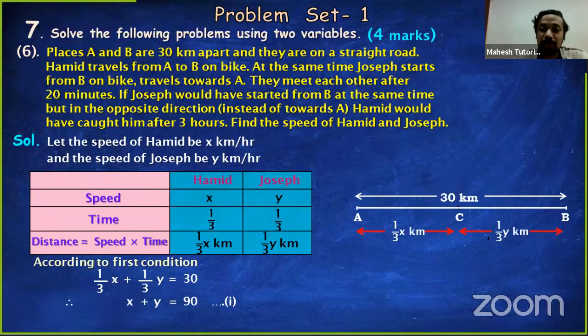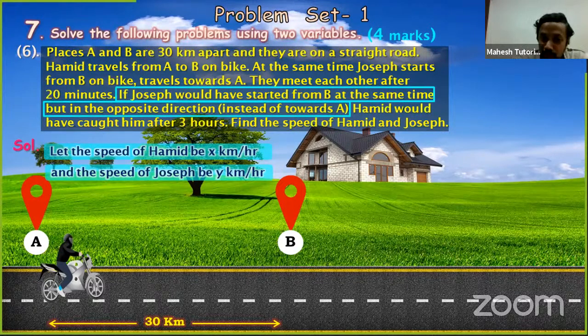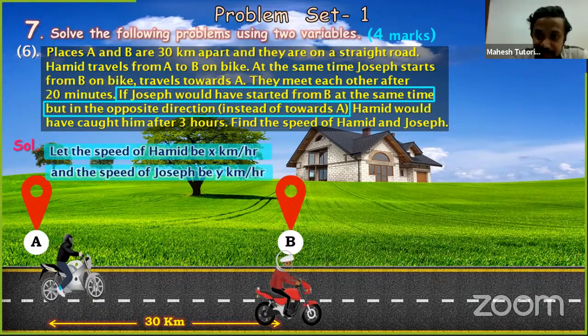Now let us proceed towards the second condition, students. Let us recollect two places A and B, and these two places A and B are 30 kilometers apart. And A से Hamid start कर रहा है and he is moving towards B. Now in the second condition, what is happening is, if Joseph would have started from B at the same time, but in the opposite direction instead of towards A, means अभी भी B से Joseph start कर रहा है, but this time he is not going to move towards A. Instead, he is moving in the opposite direction, that is away from A.